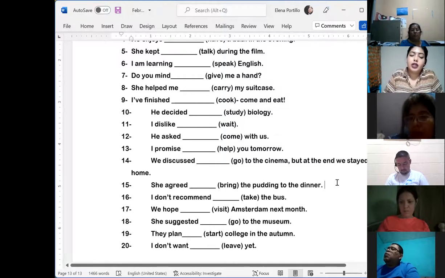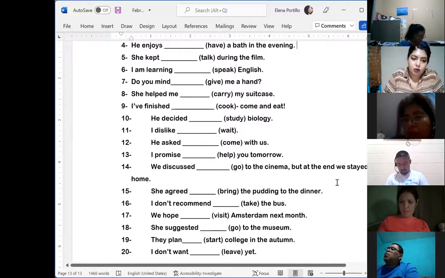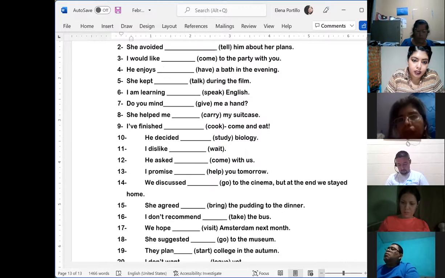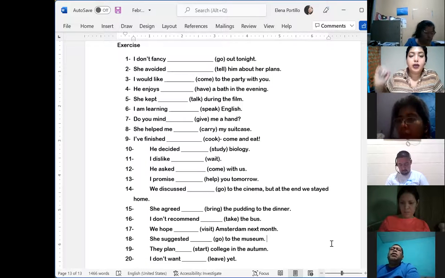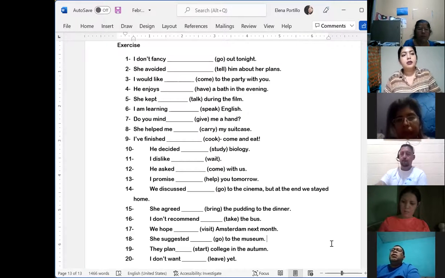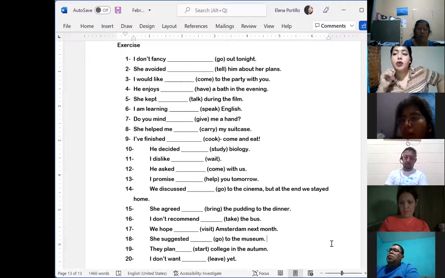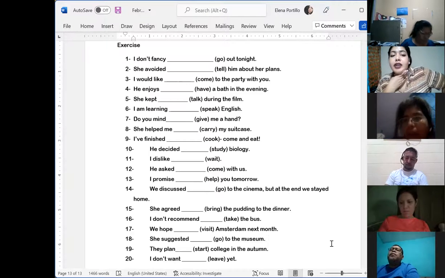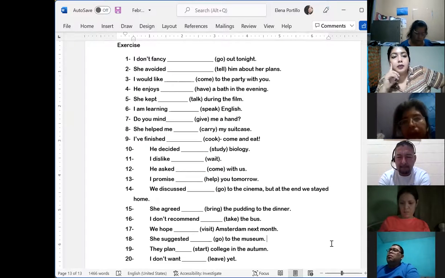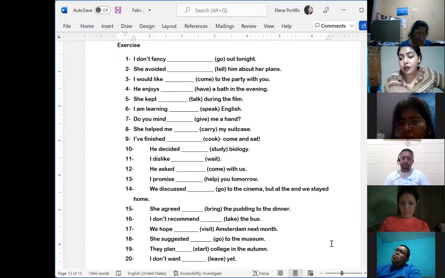So here we have the 20 sentences. So we are going to see if I can have all of them on the screen. Now you are going to read them and then you are going to say if this verb that we have in the parentheses is used in infinitive form or it is used in gerund, or the ing form of the verb.